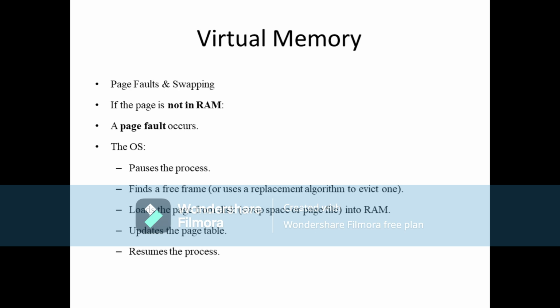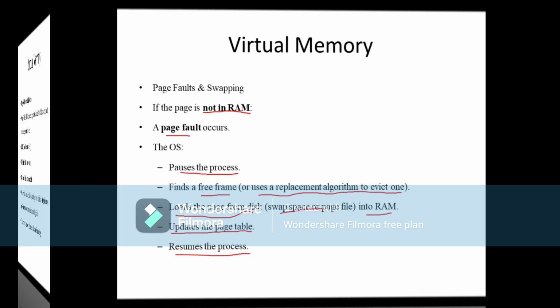Let us see what we mean by page fault and swapping. If the page is not in RAM, it is called a page fault, or we can say that a page fault occurs. What does the operating system do when a page fault occurs? First, it pauses the process. Then it finds a free frame, or uses a replacement algorithm to evict one if there is no free frame. Then it loads the page from the disk into the RAM. After loading the page, it updates the page table and then it resumes the process.